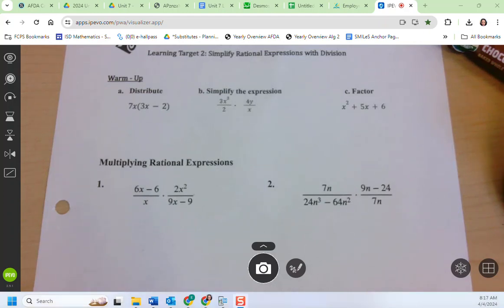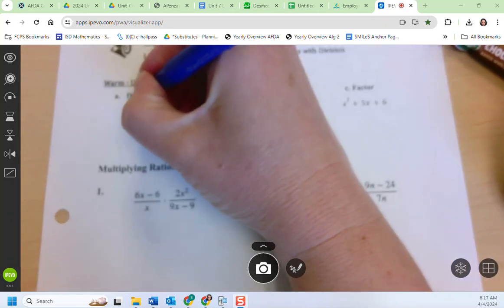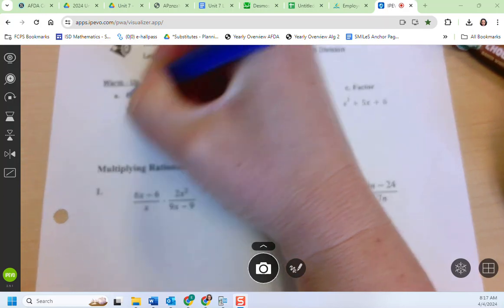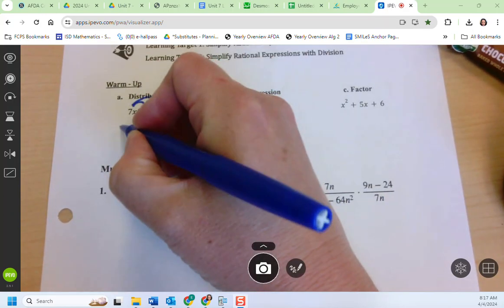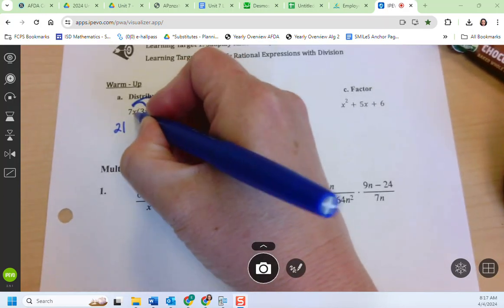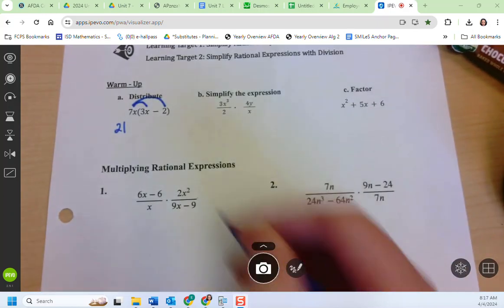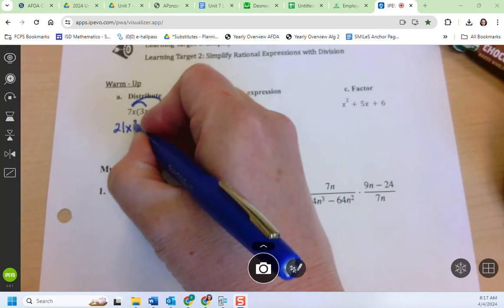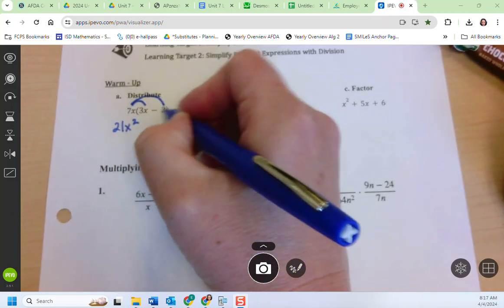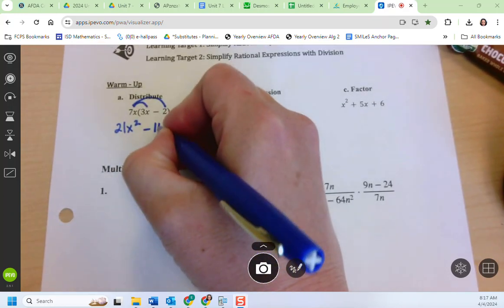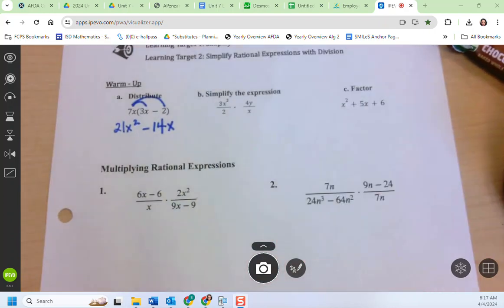All right, guys, we're going to start going over your warm-up. In the first one, it says distribute, and so I think that's what I saw most of you doing. You would multiply the 7 and the 3, and then when you multiply x times x, what do you get? Squared. X squared, yep. And then 7x times a minus 2 would give you a minus 14x. Any questions on that?